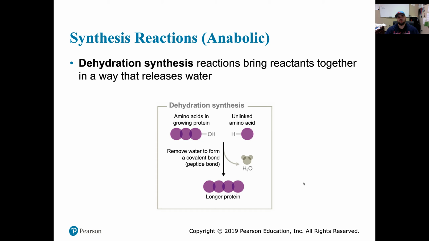Now, there are two major reactions that I want to talk about. First is dehydration synthesis, which is what we call a synthesis reaction or an anabolic reaction. And what that's referring to is the fact that you're utilizing energy to build something. So anabolic reactions use energy to build something. And specifically, dehydration synthesis is the reaction.